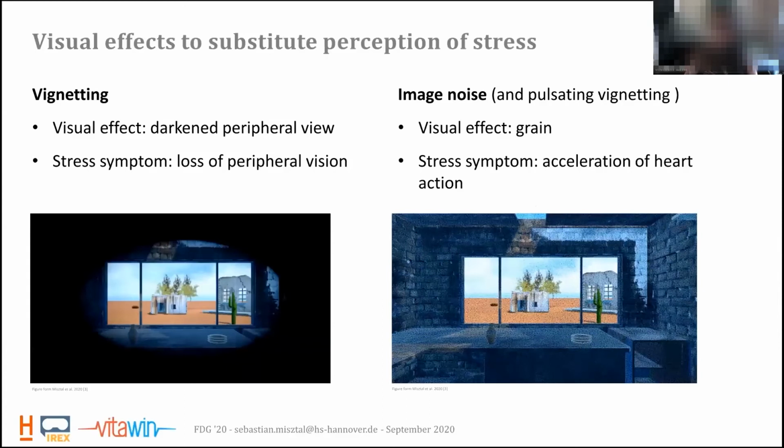Here you can see the visual effects we used. We used vignetting, which results in a darkened peripheral view to substitute loss of peripheral vision. We used image noise, which results in a grain effect to substitute acceleration of heart action in combination with the pulsating vignetting.